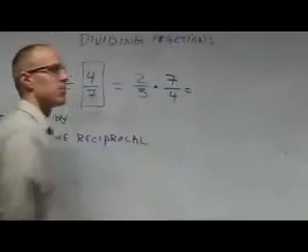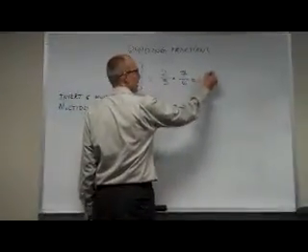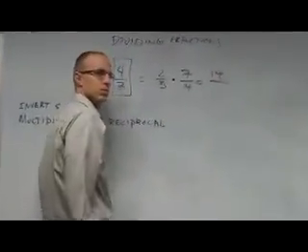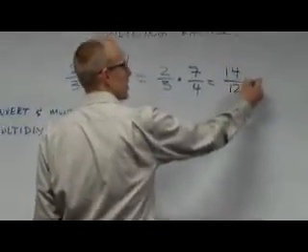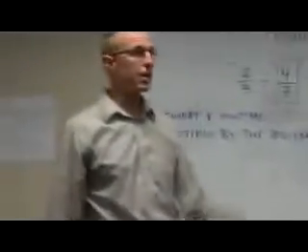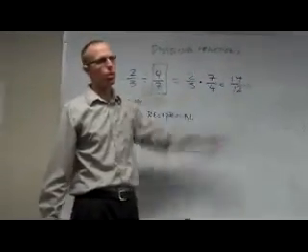Okay, what's 2 times 7? 14. And what is 3 times 4? 12. Excellent. Okay. So there is our fraction in an improper, not reduced form.